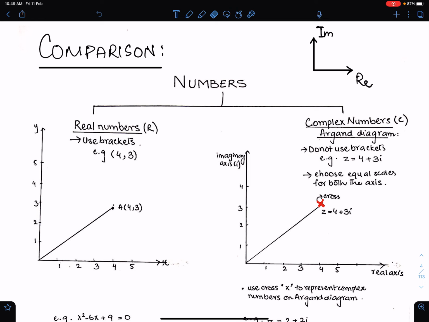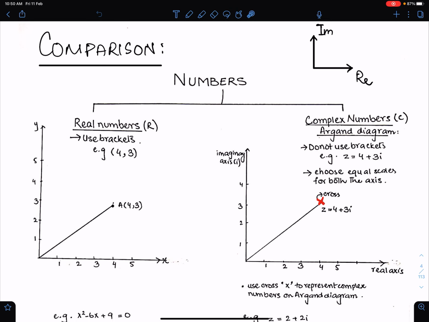Well, in real numbers, we use brackets to represent the coordinates of any point. But in complex numbers, we do not use brackets. We write the number as it is. Don't use brackets for complex numbers. In complex numbers, we take the same scale on both the axes.